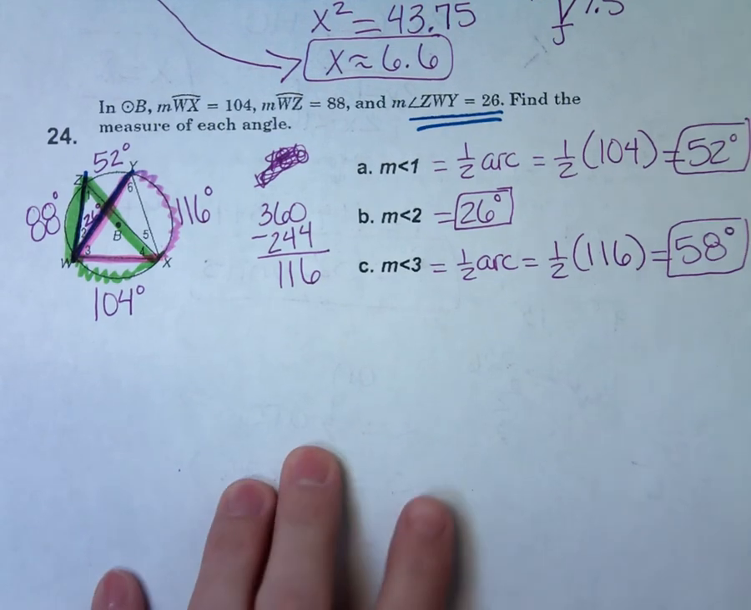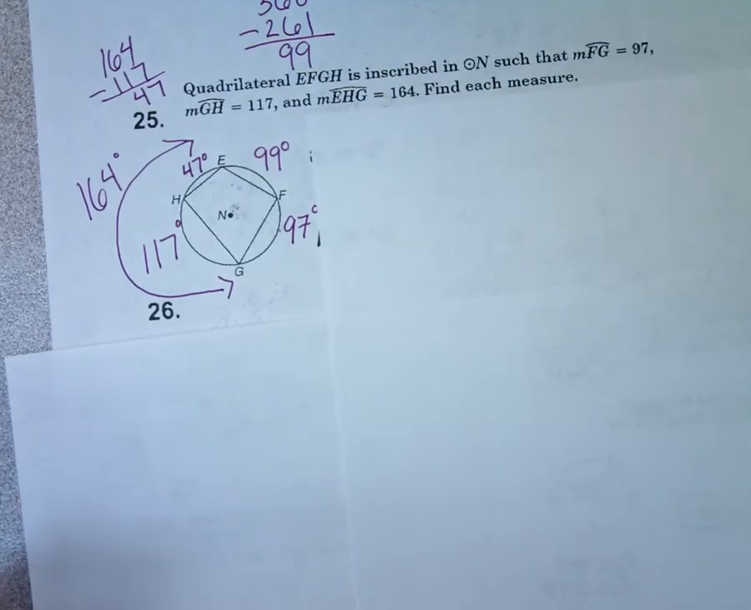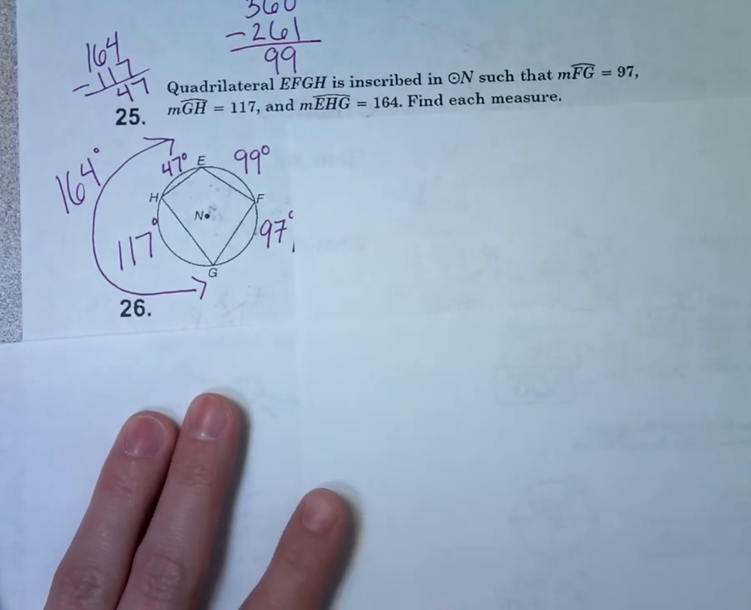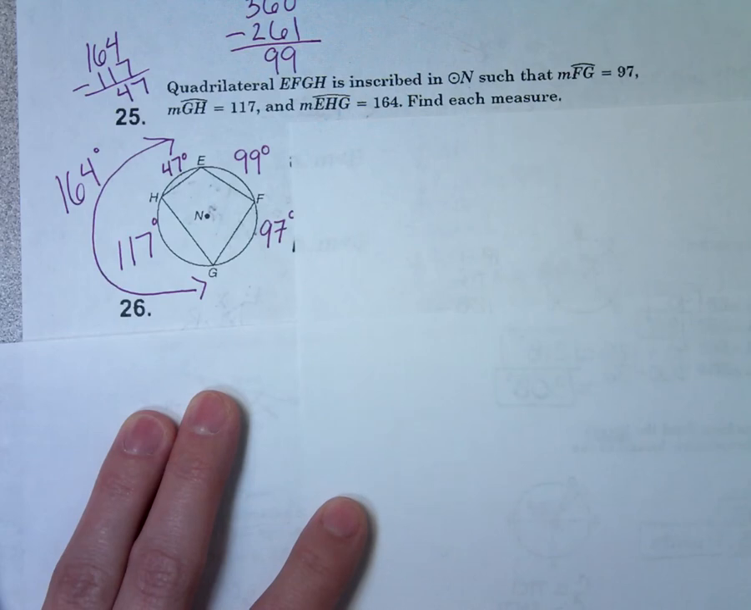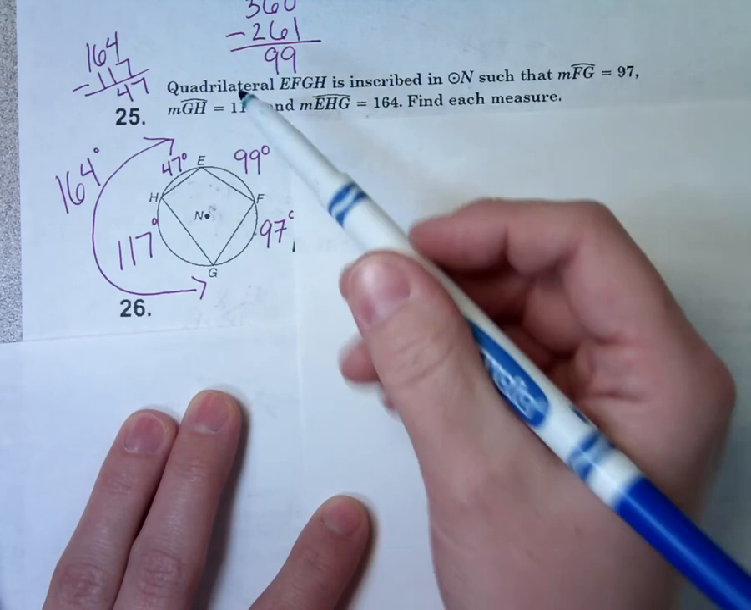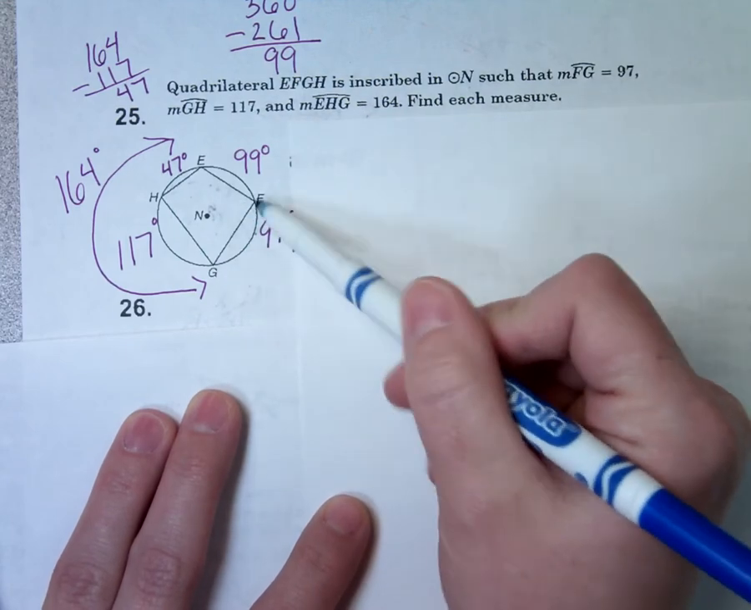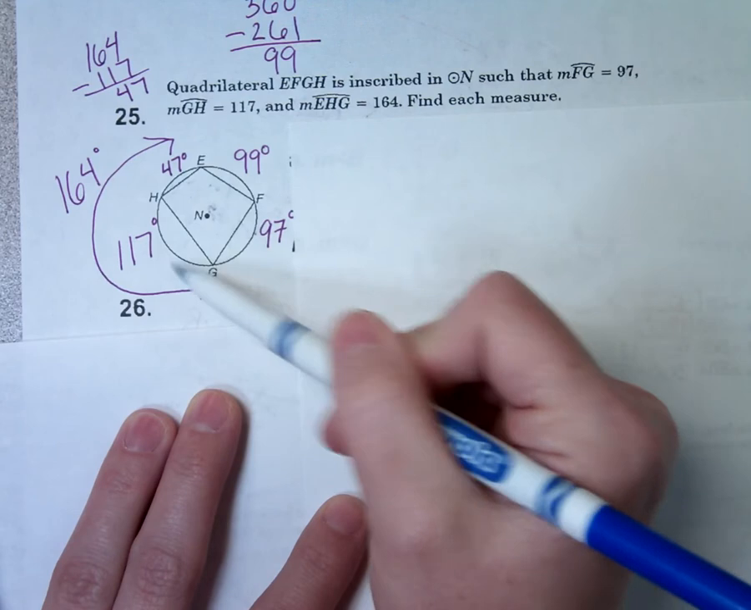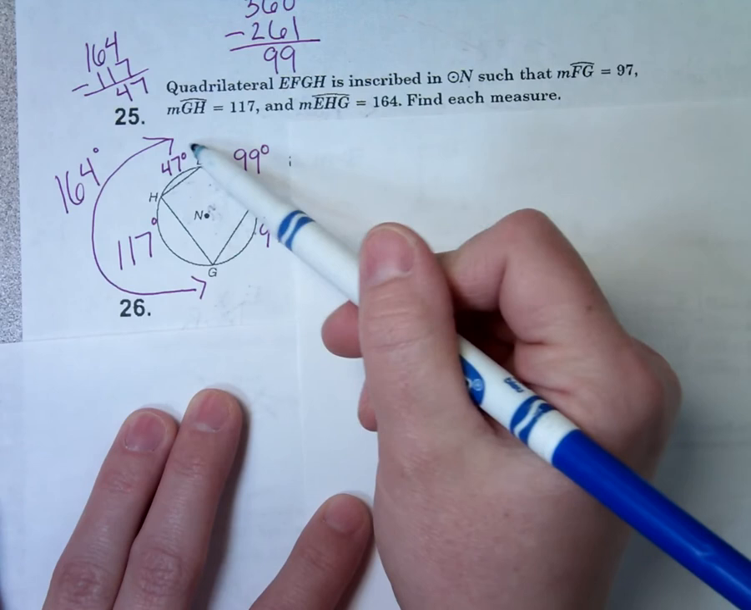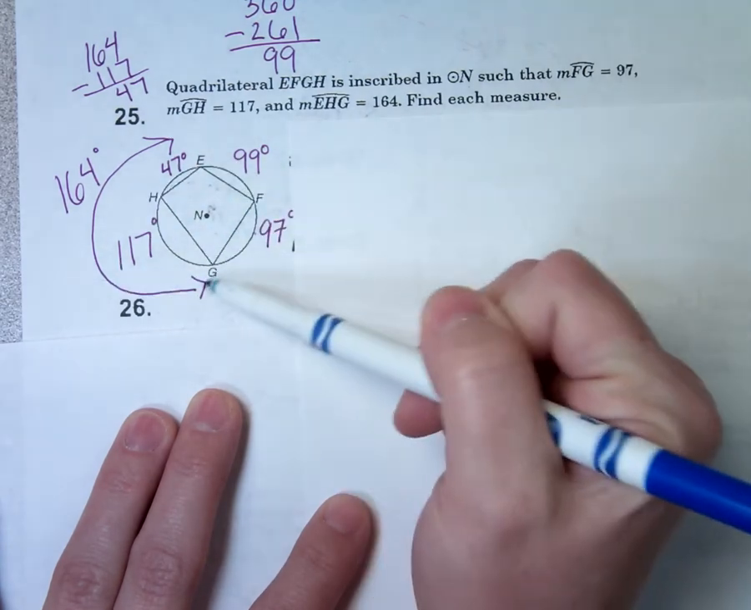Okay, moving on to number 25. The way I like to approach these problems is I like to read everything that's in the directions. I like to mark up my picture with everything I'm told and see what else I can figure out before I ever even look at the questions. So I was told that this quadrilateral is inscribed, and I was told that the measure of arc FG is 97. I was told the measure of arc GH is 117. I was told the measure of arc EHG is 164.